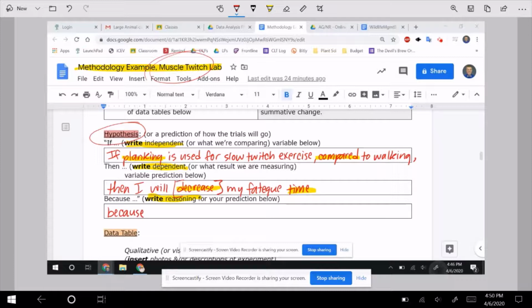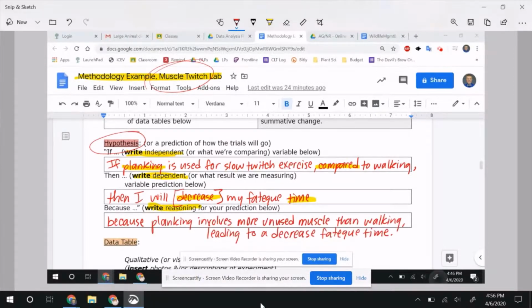Why do you think this measurement change is going to happen? And for me, if I was sitting in your shoes and thinking, okay, why are my fatigue times going to decrease when I'm planking compared to when I'm walking? Planking just takes more activity for me. I feel like it would take more time out of me. So I'm going to mention that down below.